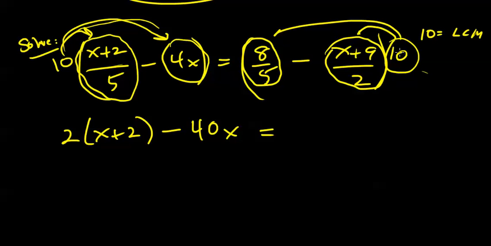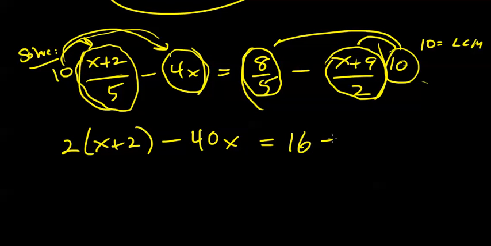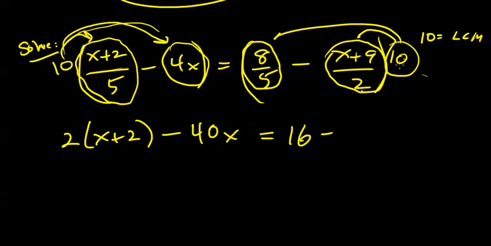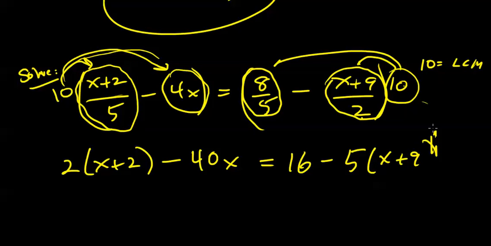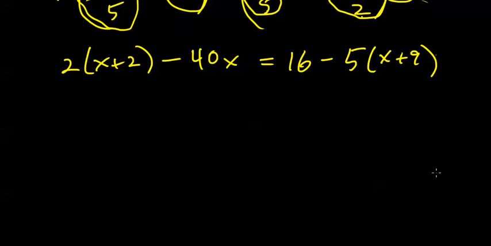5 goes into 10 twice, and 2 times 8 is 16. Minus. How about for this right-hand expression? 2 goes into 10 5 times, and I get 5 times x plus 9. I'll write it just like this. Minus 5 times x plus 9.